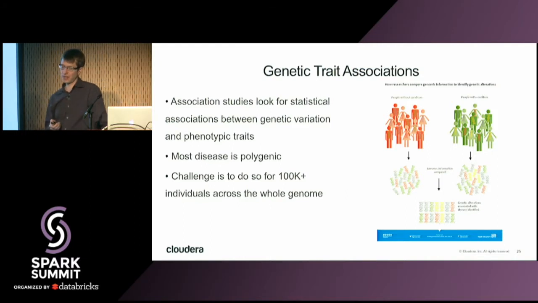Most diseases are actually polygenetic, so that means that there are multiple genes involved. You've probably heard of monogenetic diseases like cystic fibrosis or Huntington's disease, which are caused by a single gene. It's much harder, obviously, if you've got multiple genes influencing a trait or a disease. And so the challenge is to be able to do this analysis across a very large set of individuals, maybe 100,000, like the 100,000 Genomes Project, or 1 million, across the whole genome. So you're looking at all of the variant sites in the genome.